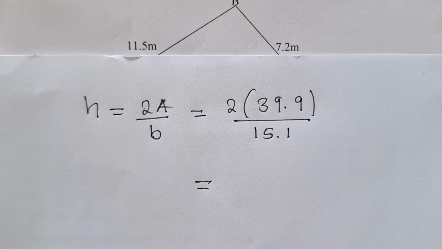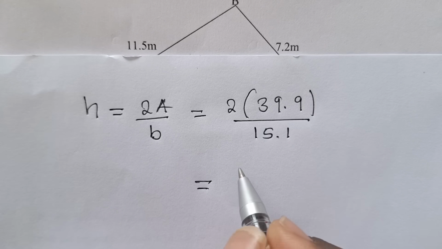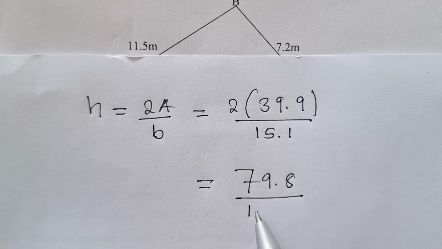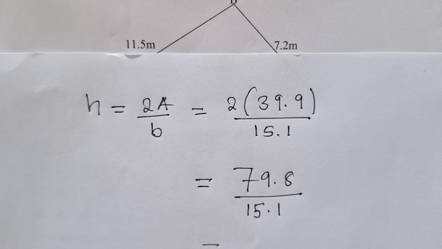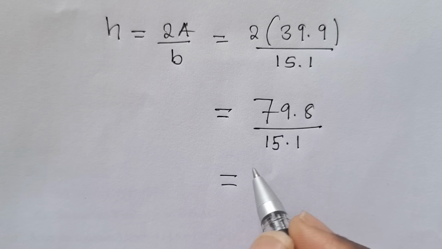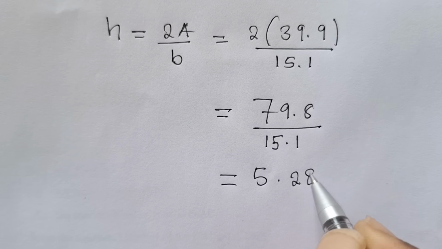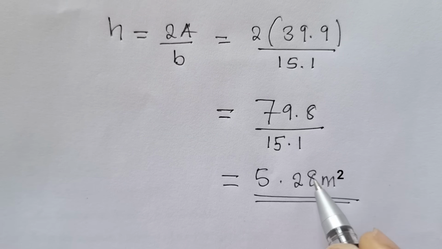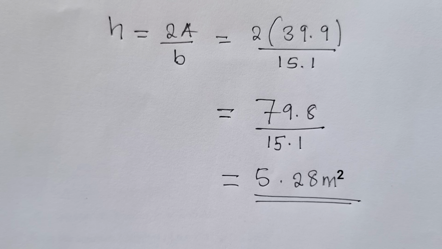2 times 39.9. It's giving us 79.8 over 15.1. So when we divide by 15.1, it's of course giving us 5.28 meters. So I've just put my answer in 3 significant figures. So if you want, you can just copy everything that you're able to see on your calculator. It's fine.